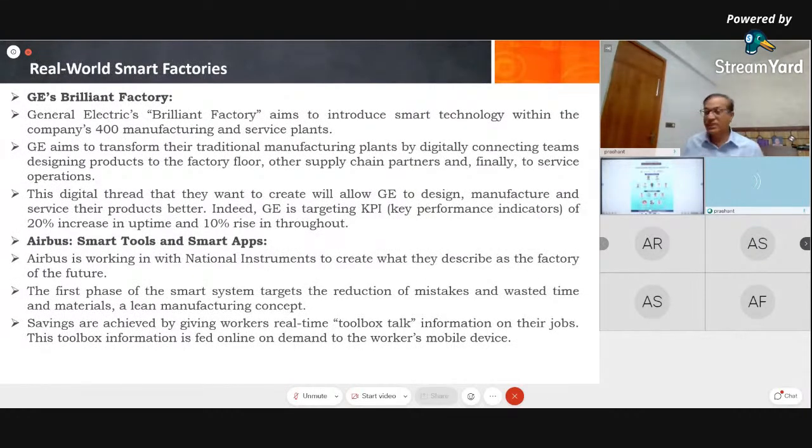Now let's quickly take some real-world small factory examples. We still have half an hour.